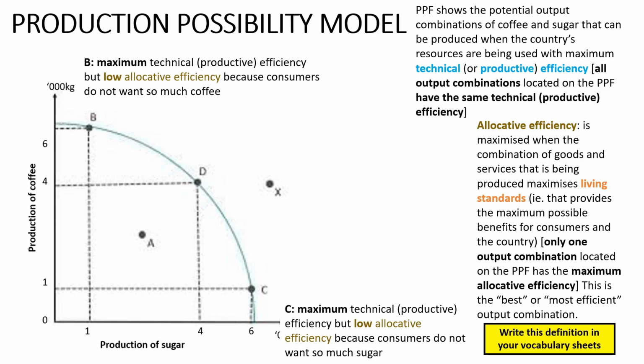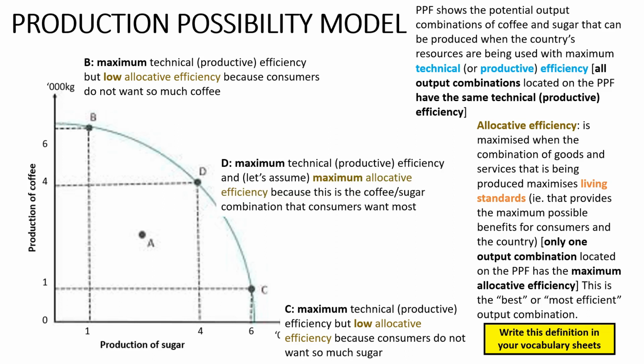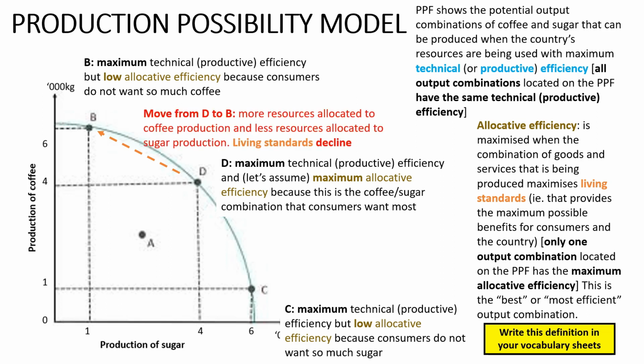We don't know if this is the case, but let's assume that the output combination at point D, 4,000 kilograms of sugar and 4,000 kilograms of coffee, has the maximum allocative efficiency because this is the sugar-coffee combination that consumers want most. In such a case, if the country moves its production away from point D towards point B, that is, if the country allocates more resources to coffee production and less resources to sugar production, then consumers will be less satisfied and so their living standards will decline.